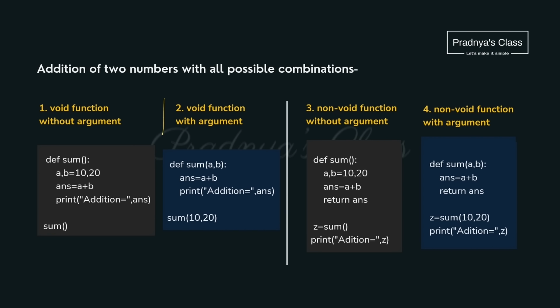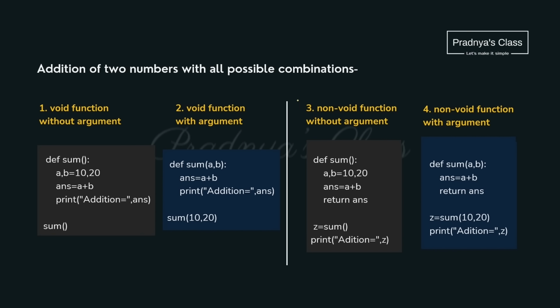Now what's the second type? Void function with argument. With argument means you are passing some value to the user defined function. Calculation is done, but it's a void function. Void means you are not returning anything back. It means you will print the result in the user defined function itself.